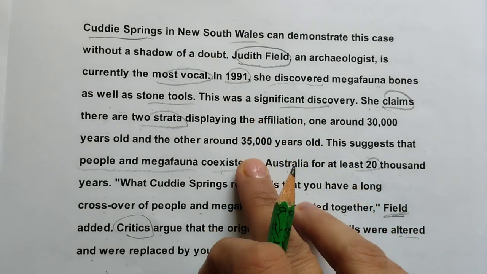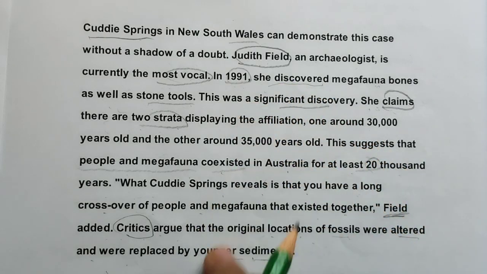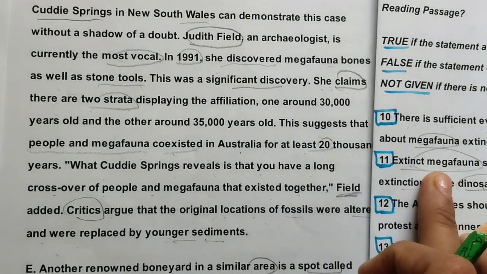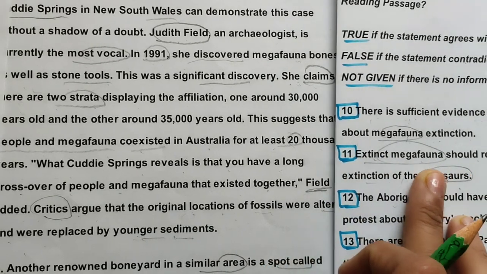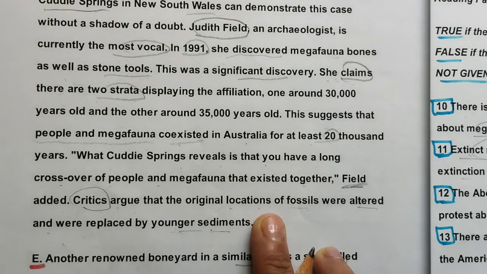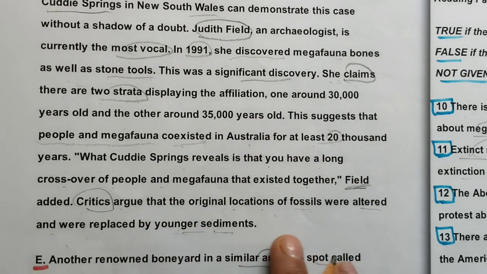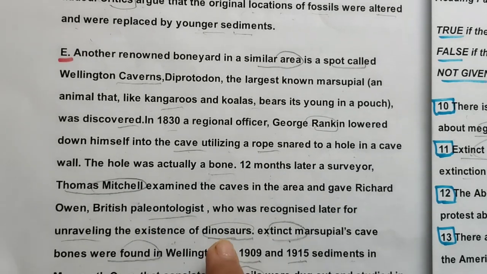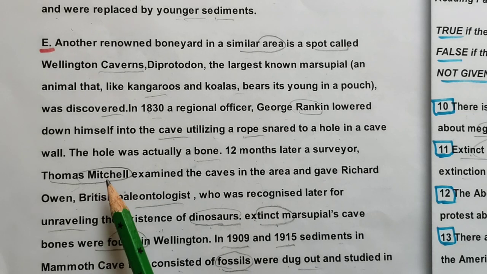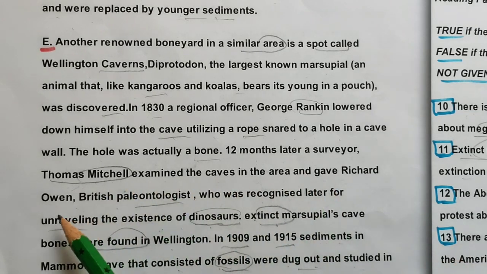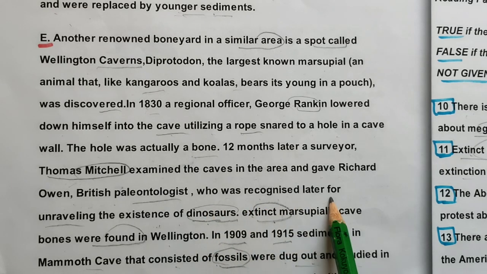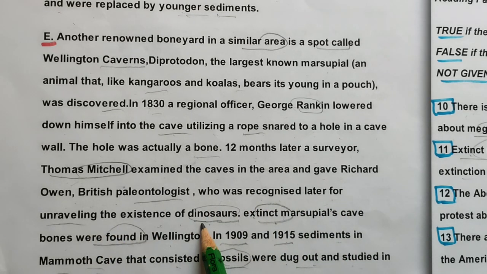So here also they are not talking about it. You can read it, I am just showing it to you. We have to look at whether extinction of megafauna should receive more attention than extinction of dinosaur. So dinosaur, it is also not there. Dinosaur they were talking about here. So this person is saying, examined the caves in the area and gave Richard, a British paleontologist who was recognized later for unraveling the existence of dinosaur extinction.